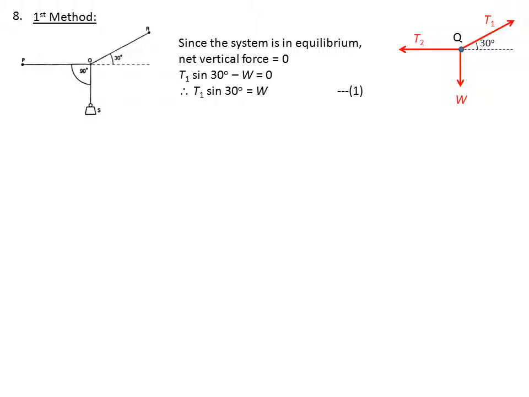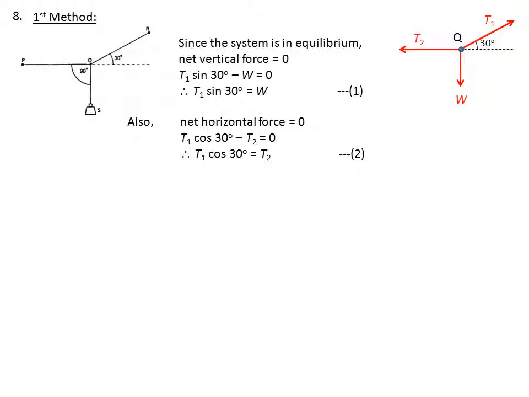So from that we get the first equation. Then we consider the forces acting along the horizontal direction. So the net horizontal force is 0. You notice that both T1 and T2 have horizontal components, whereas W is a purely vertical force and therefore has no horizontal component. Therefore, we resolve these two forces: T1 cosine 30 towards the right, and T2, which is purely horizontal, towards the left. So that's why there's a negative sign here. From that we get our second equation.